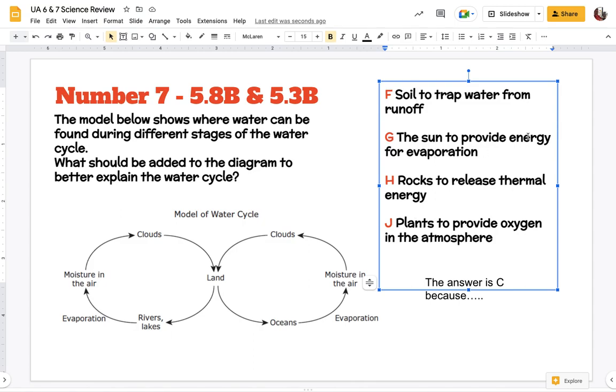Okay, look at this next one. The sun to provide energy for evaporation. Oh, we do have evaporation as one of the parts of our water cycle, but do we need the sun for the water cycle to work?